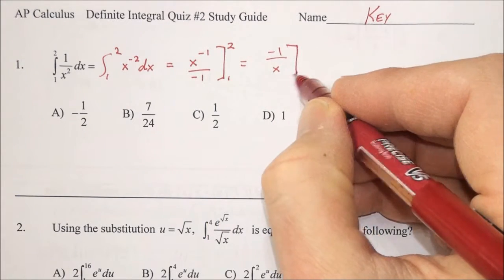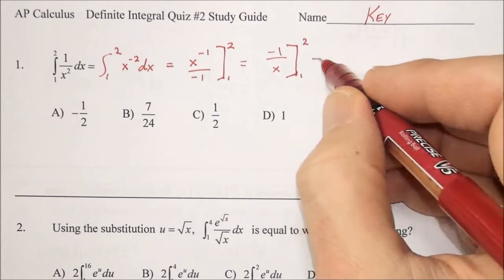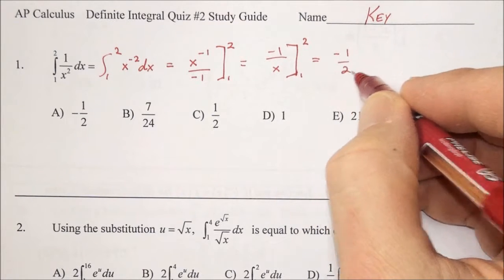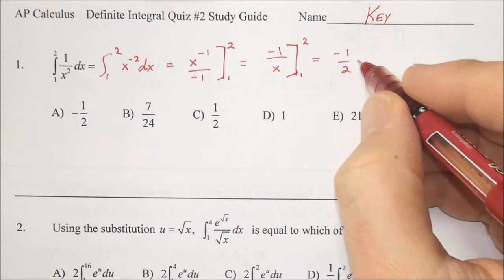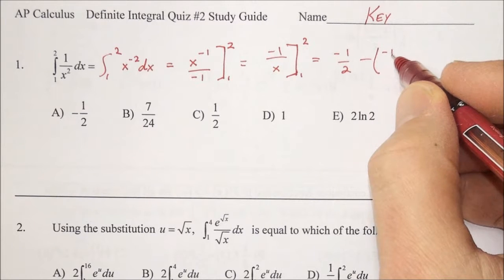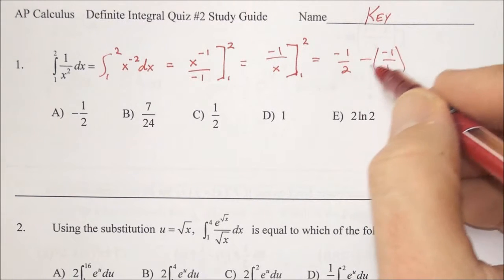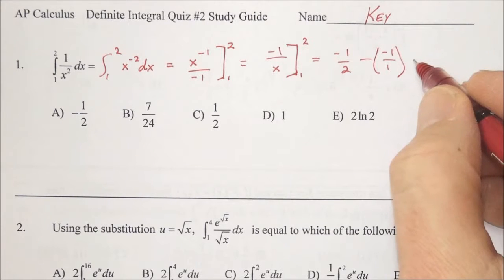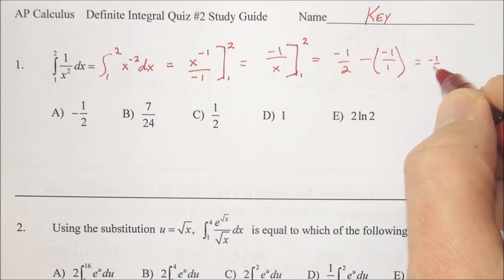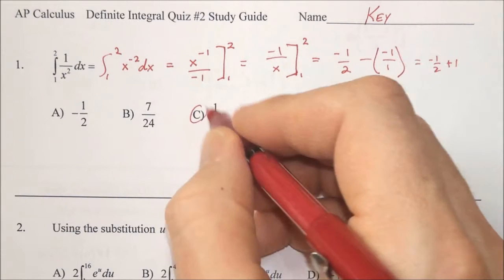Again, evaluated from 1 to 2. So we're looking at negative 1 over 2, that's our f of b, minus, and now we have negative 1 over 1, that's our f of a. Double negative there means that we're adding, so we're looking at negative 1/2 plus 1, our answer is C.